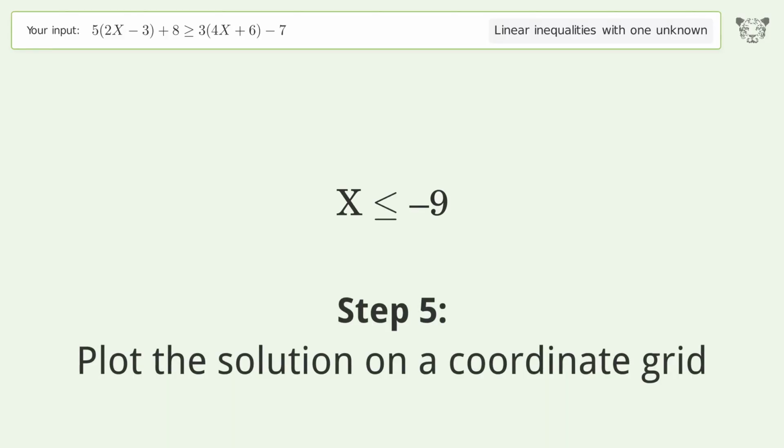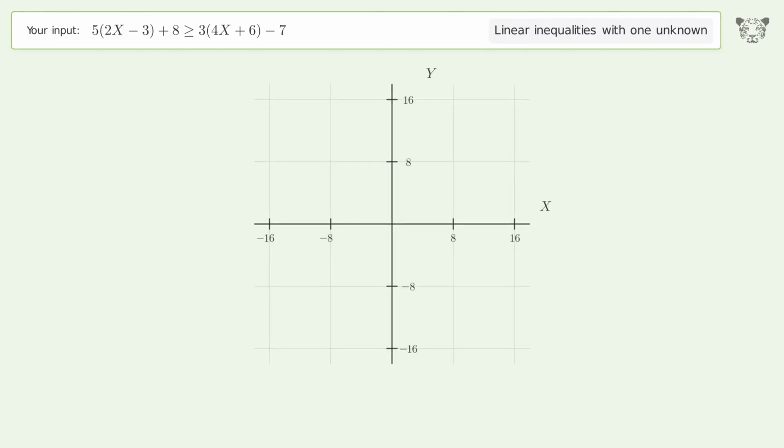Plot the solution on a coordinate grid. And so the final result is x equal or smaller than -9.